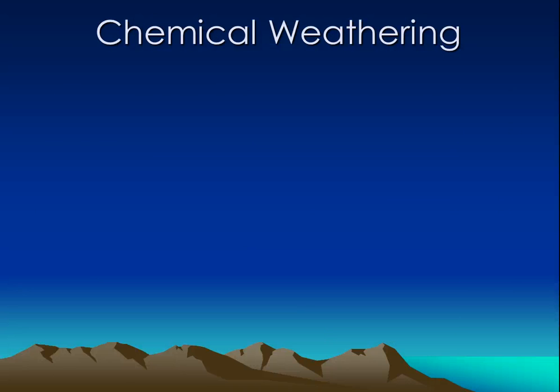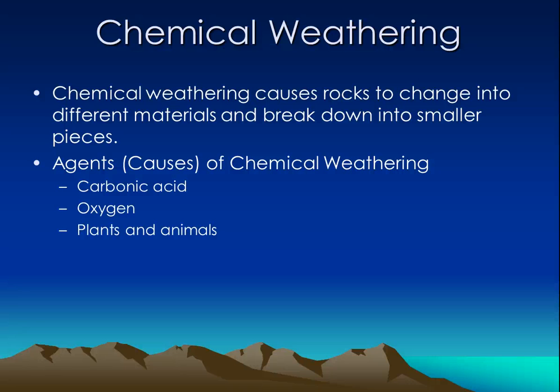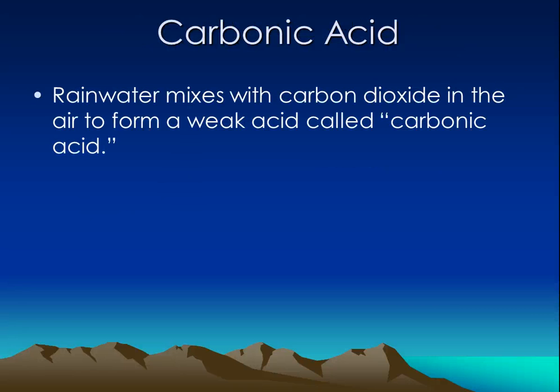That was physical weathering. This is chemical weathering. Chemical weathering causes rock to change into different materials and break down into smaller pieces. So it breaks it down into smaller pieces after changing it into different materials. There are 3 different causes of chemical weathering: carbonic acid, oxygen, and plants and animals.